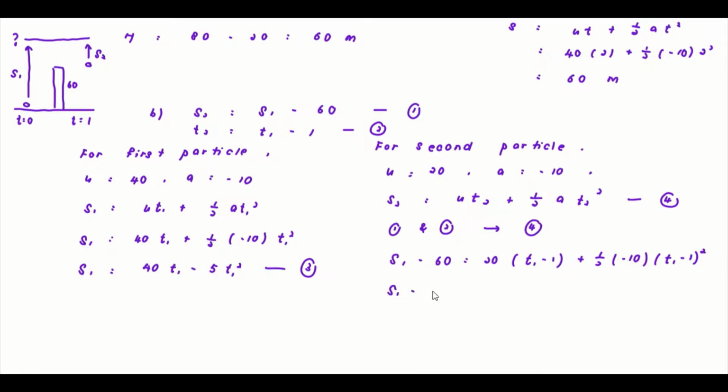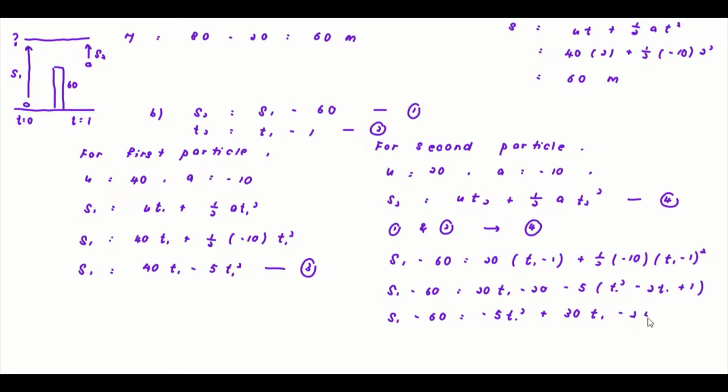So S1 minus 60, it will be equal to 20 T1 minus 20 minus 5. Then let me try to expand this first. So I'll be able to get T1 square minus 2T1 plus 1. So after I expand, then I can get S1 minus 60. Let's try to do step by step. So negative 5T1 square, and then plus 10. So that's plus 30T1 minus 20, and then minus 5.